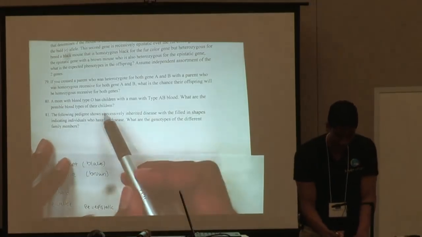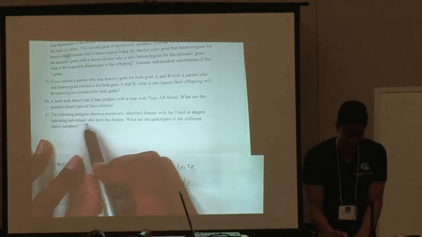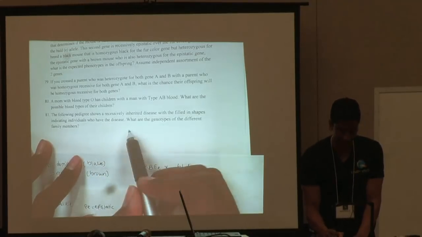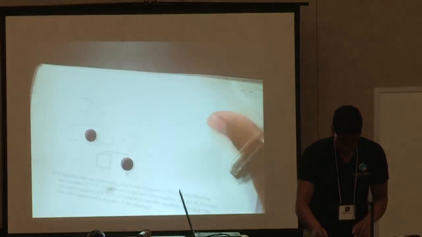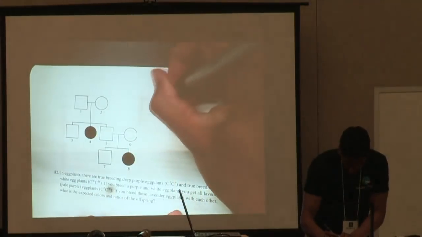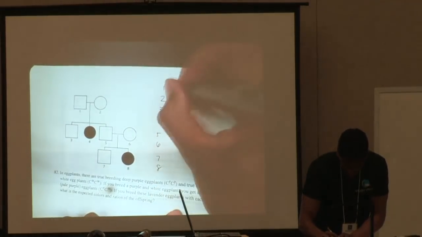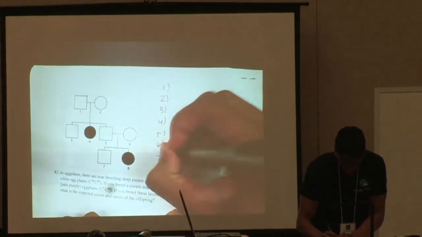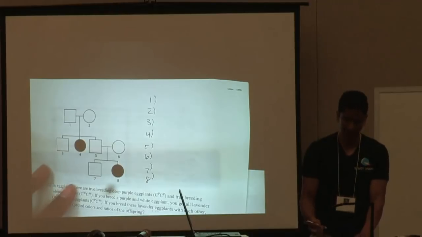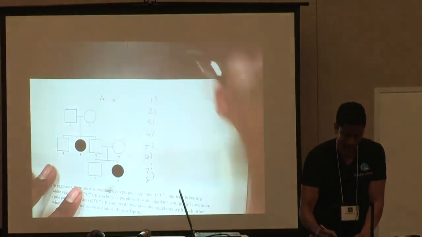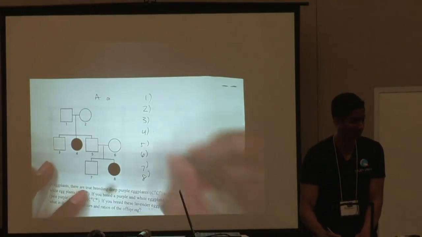All right, the following pedigree shows a recessively inherited disease with the filled-in shapes indicating individuals who have the disease. What are the genotypes of the different family members? So we have 1 through 8. So 2 of these are painfully obvious. What are the 2? 4 and 8. So let's just say we're dealing with trait A and little a. So 4 and 8 are both what? Recessive, right? Good.